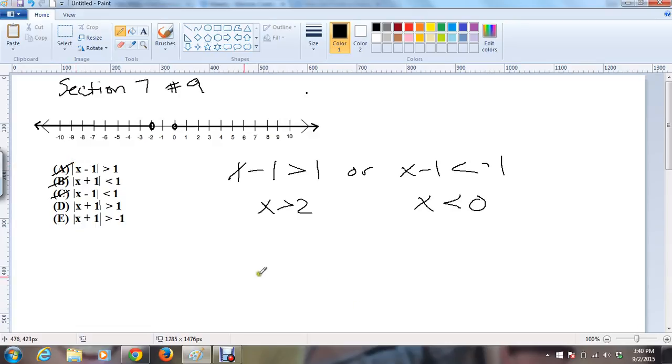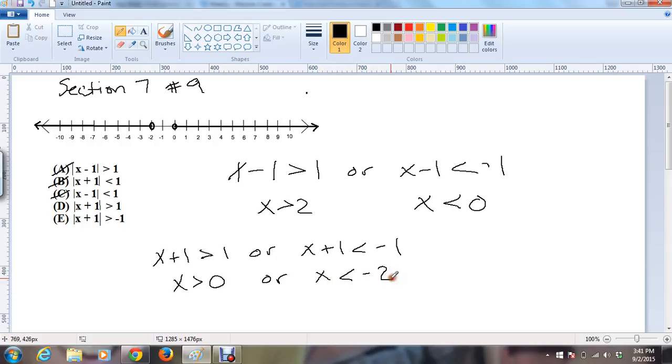If we try D, we would have, okay, absolute value of x plus 1 is greater than 1, which means that x plus 1 itself is greater than 1, or x plus 1 is less than negative 1 because it's further away from 0 than 1 away on either side. So in this case, if you subtract 1 from both sides of this inequality, you get x is greater than 0. And over here, if you subtract 1 on both sides to get x by itself, you get x is less than negative 2. And that is, in fact, what we have in this graph.